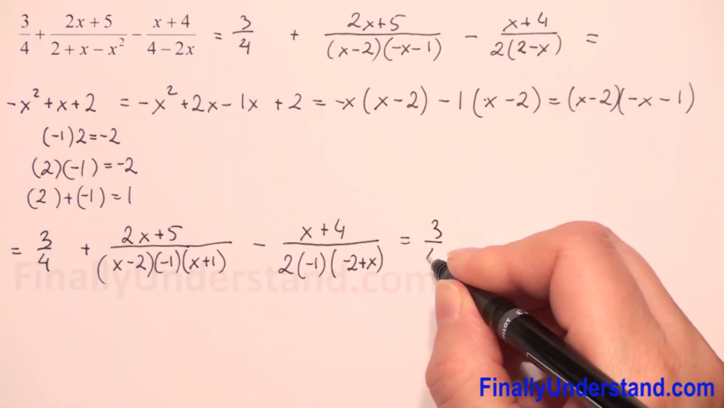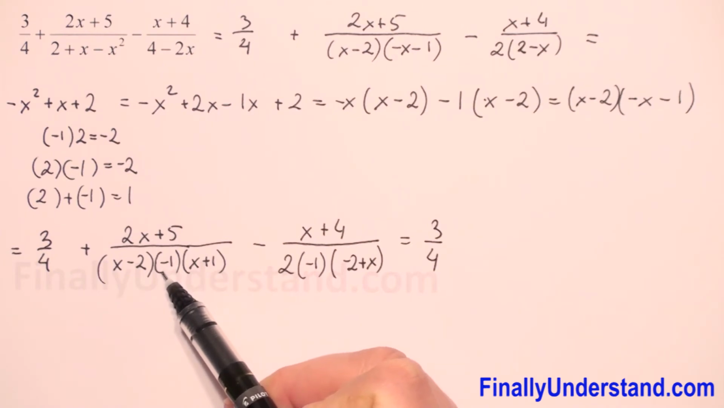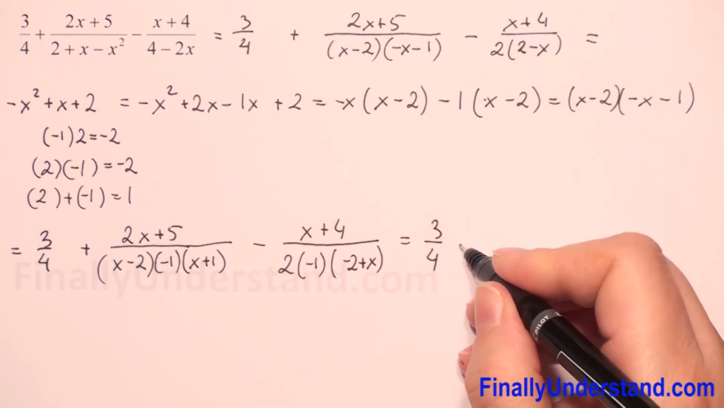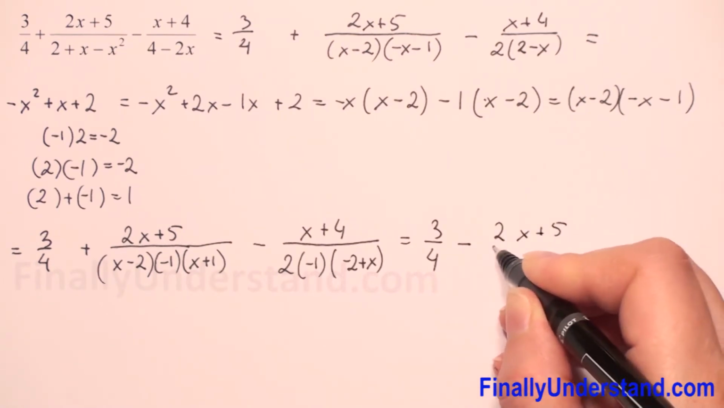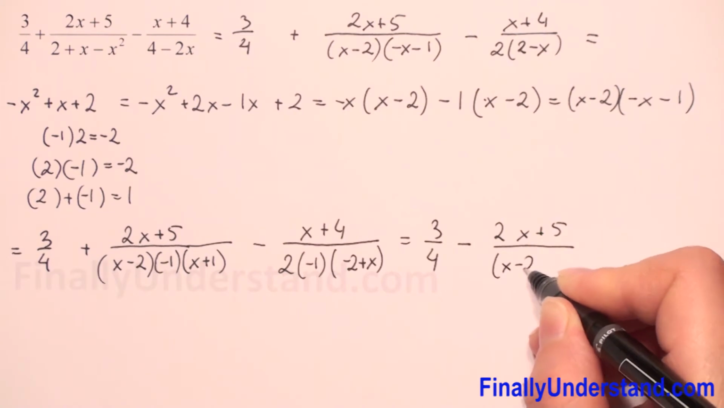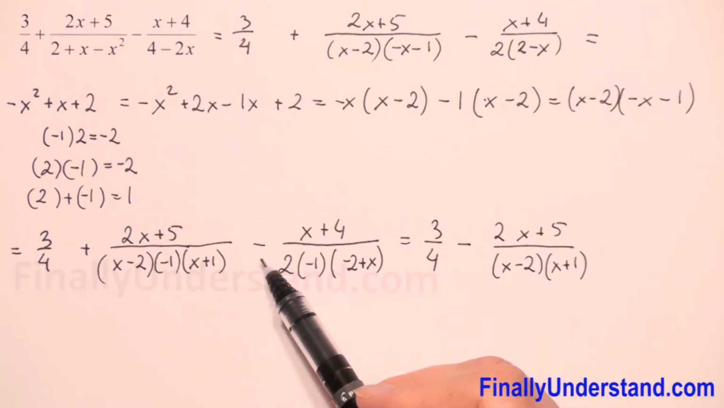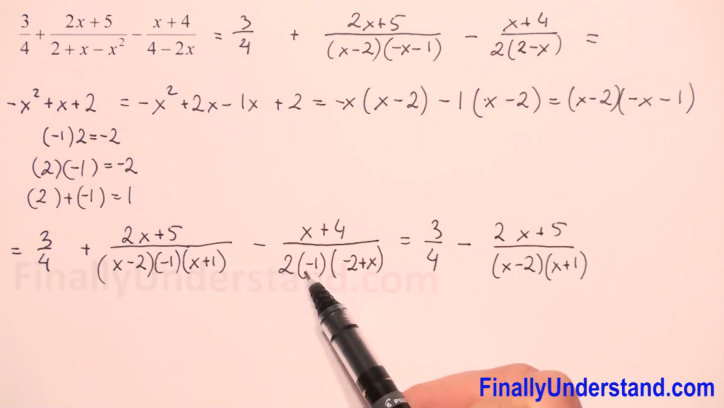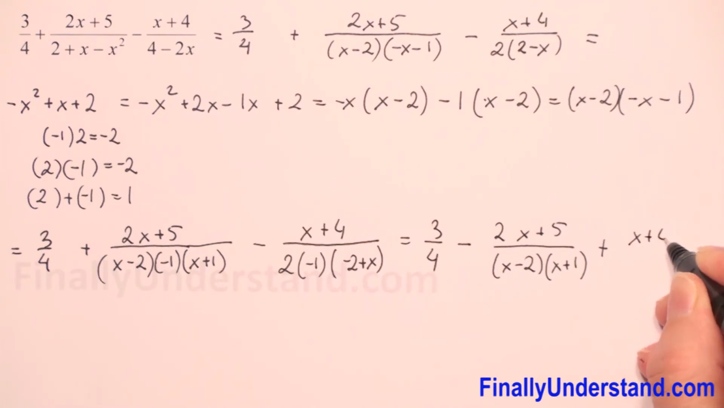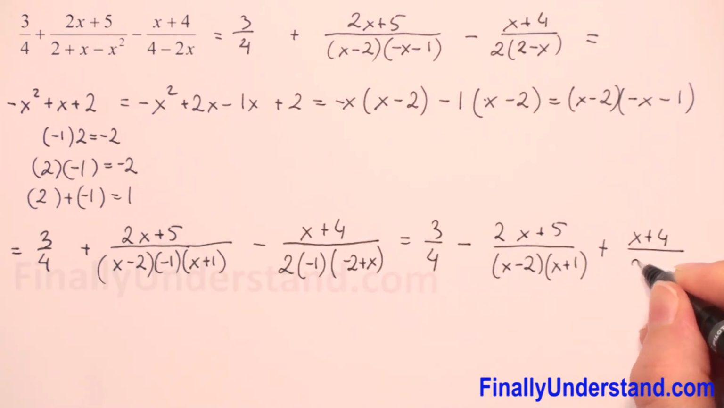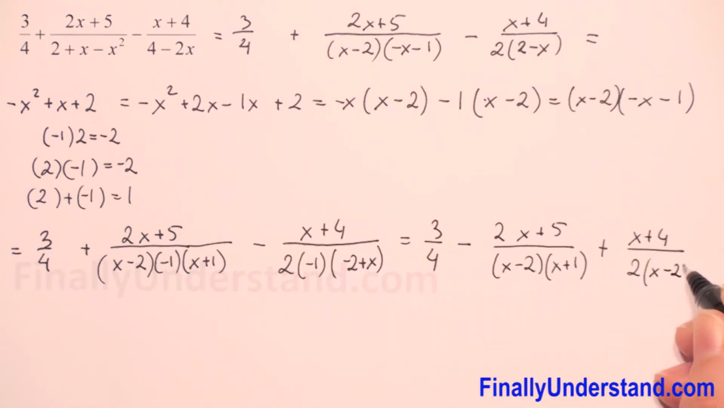We have 3 over 4, and now we have a positive and negative sign in the denominator, so we can change this. That is negative 2x plus 5 over x minus 2 times x plus 1 we have now, and here we have the situation negative and negative, which gives positive, and we have x plus 4 over 2 times, and I will change it, I will put the variable x first and negative 2 next.